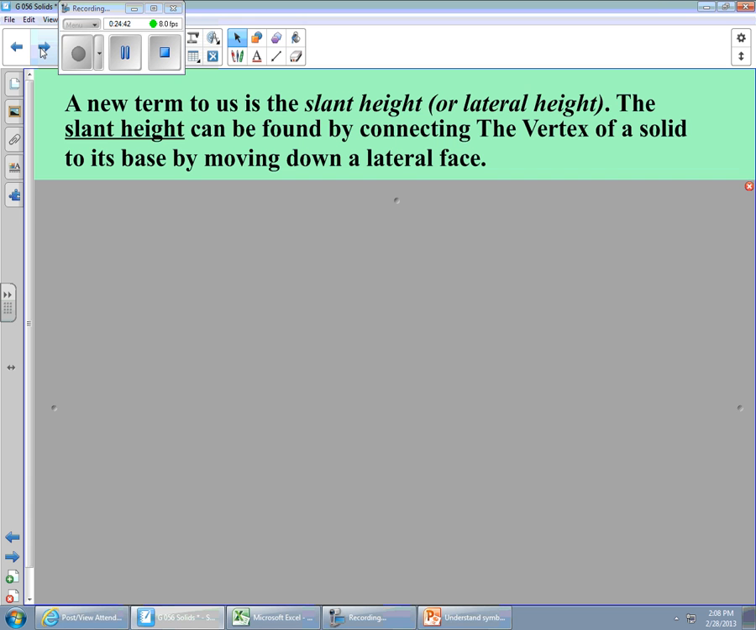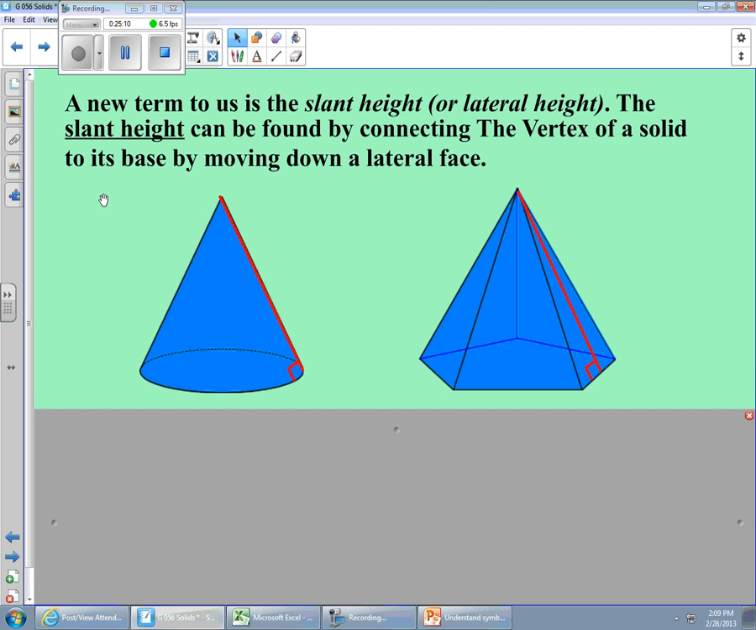The slant height can be found by connecting the vertex of a solid to its base by moving down a lateral face. Well, by that definition, that means that we are not going to have a slant height in any type of figure except for one that's got one base, because it's only the ones that have one base that have the vertex. But the slant height goes from connecting the vertex of a solid to its base by moving down one of the lateral faces.